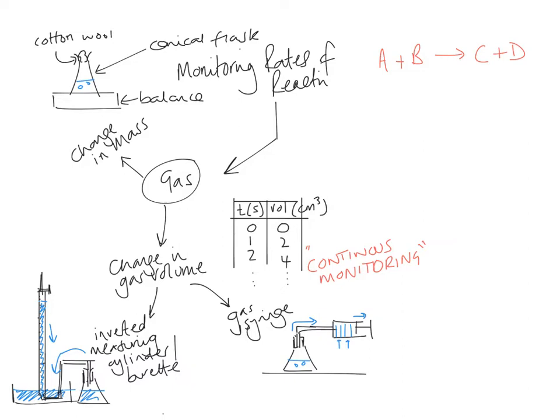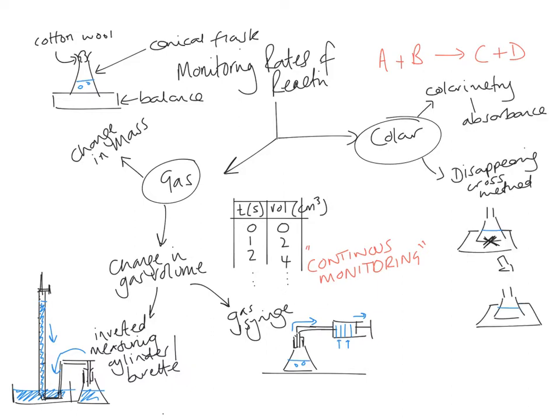Other techniques you can use involve looking at other properties. An example of these properties could be colour, and you could use a colorimeter to see absorbance over time, or you could use how long it takes for a cross to disappear. Colorimetry works as long as A, B, C or D are coloured, and if the reactants are a coloured solution and they decrease over time as they get used up, then we see our absorbance decrease. But vice versa, if the products are coloured, then we'd see their absorbance increase.